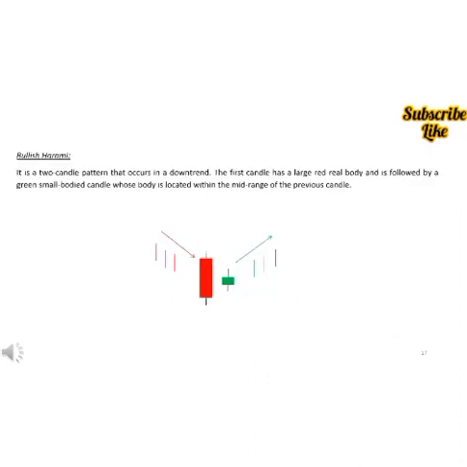Bullish harami. It is a two-candle pattern that occurs in a downtrend. The first candle has a large red real body and is followed by a green small-bodied candle, whose body is located within the mid-range of the previous candle.